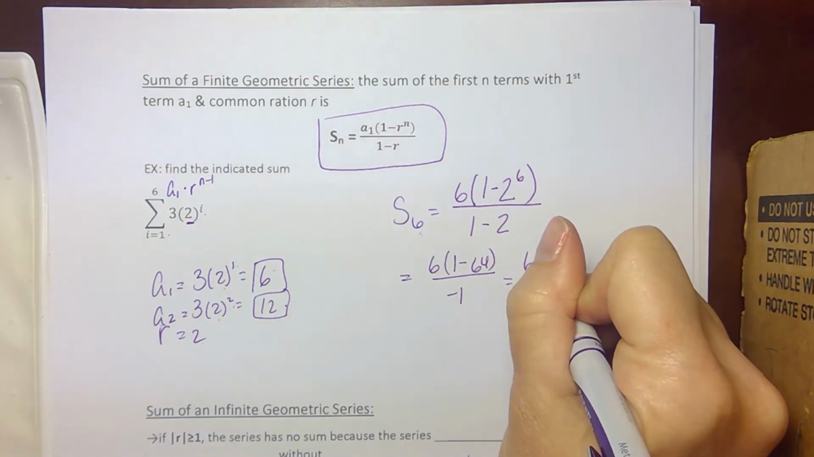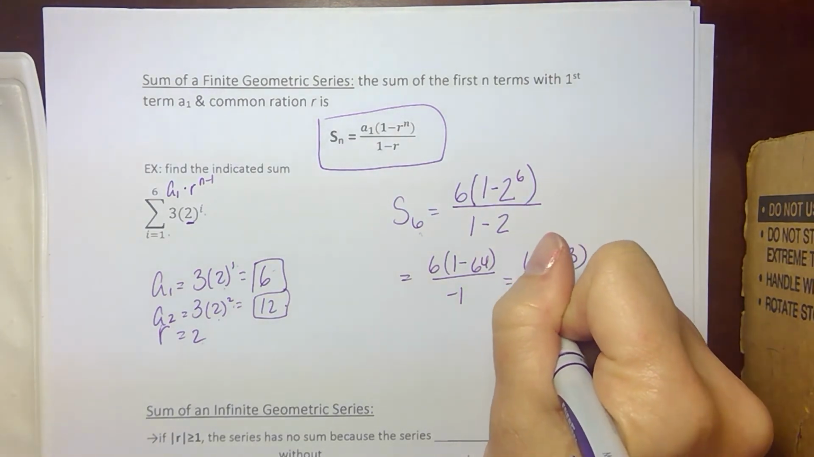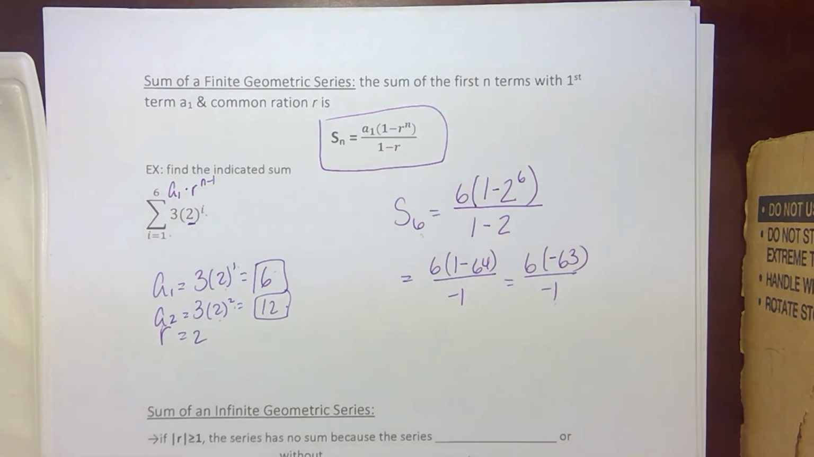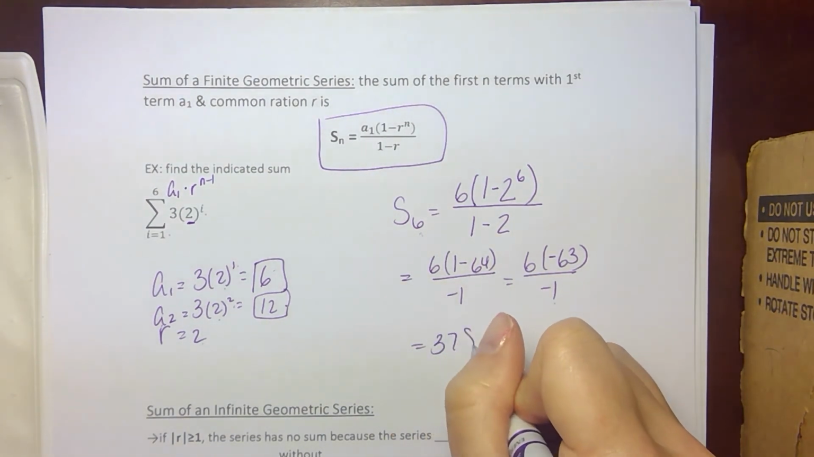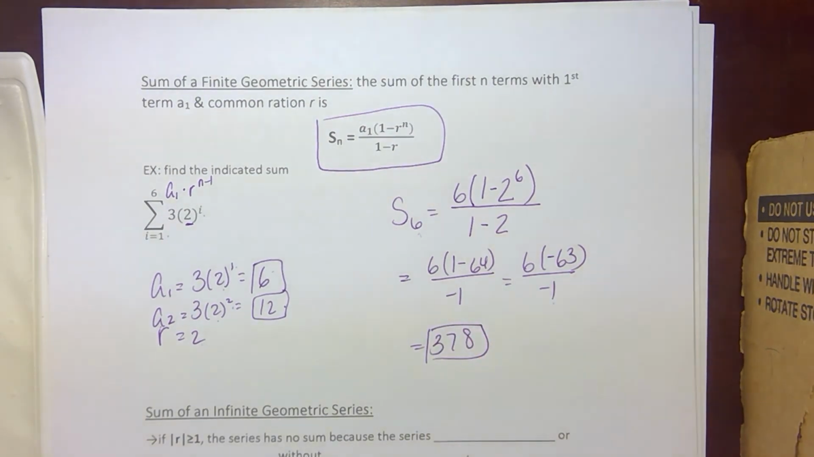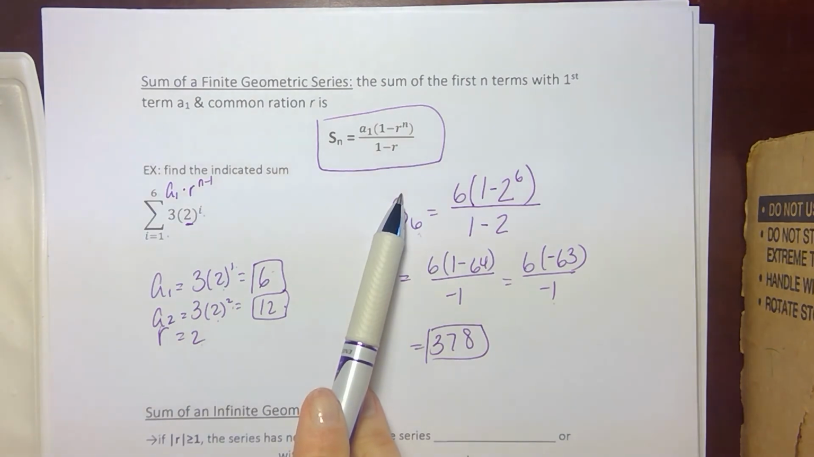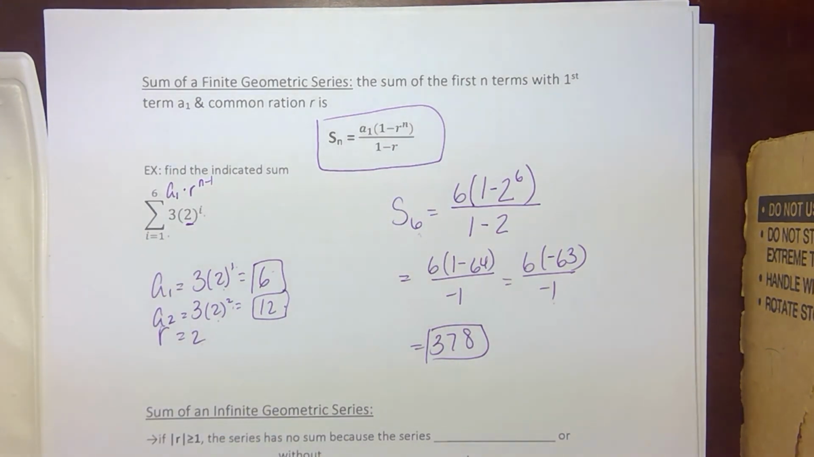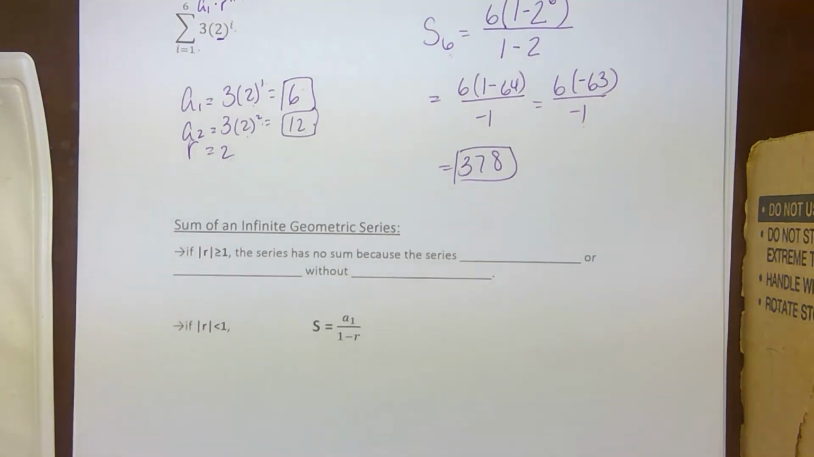So in my numerator, I have 1 times a negative 63 divided by a negative 1. My numerator is going to be negative divided by a negative denominator. So what I really need to know is what is 63 times 6? That comes out to be 378. If you don't trust this sum equation, just find your 6 terms and add them up. So there's more than one way to approach this.